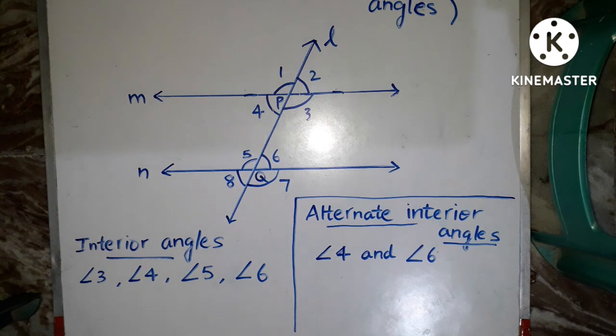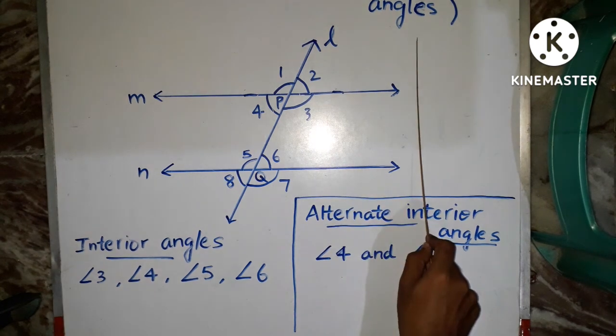You can see that angle 4 is on the left side but top interior. Angle 6 is on the right side but bottom interior. Their positions are alternating. That's the reason it is called alternate interior angles.